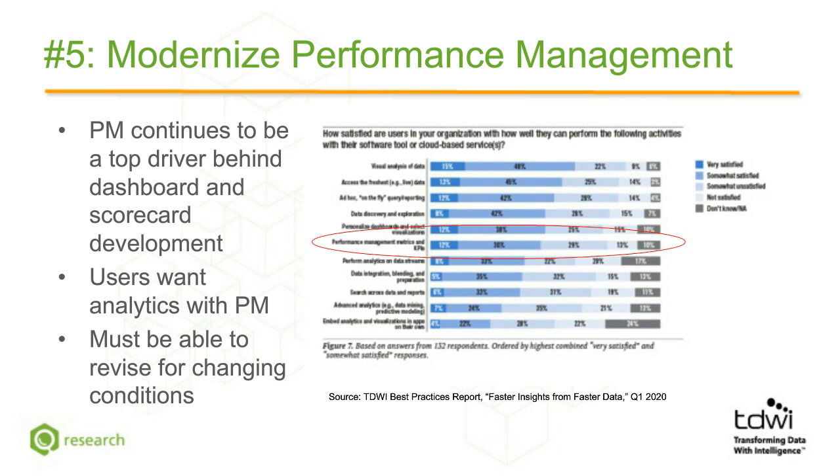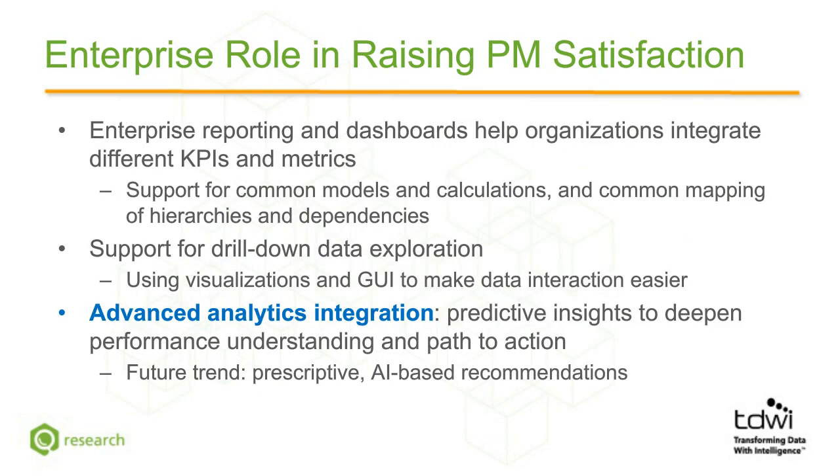So again, this should be very high priority in organizations to drive improvement in dashboards and reports and rebalancing enterprise and self-service. So the enterprise role is to improve that balance, help organizations integrate those KPIs and metrics. In a lot of cases, we see redundancy or confusion, particularly as organizations try to do more collaborative work and work together on different goals.